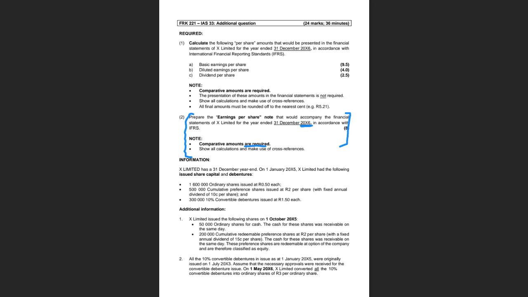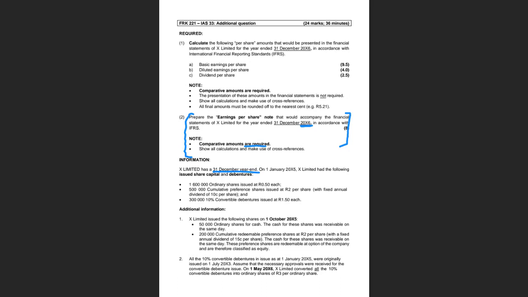Okay, so let's read the question. Under information, it says X Limited has a 31 December year end. That's important, because the year end helps us with the counting of months. EPS questions have a lot of months, so we need to be very careful and remember the months that are there so that we can count them quite easily. Okay, so 31 December year end.